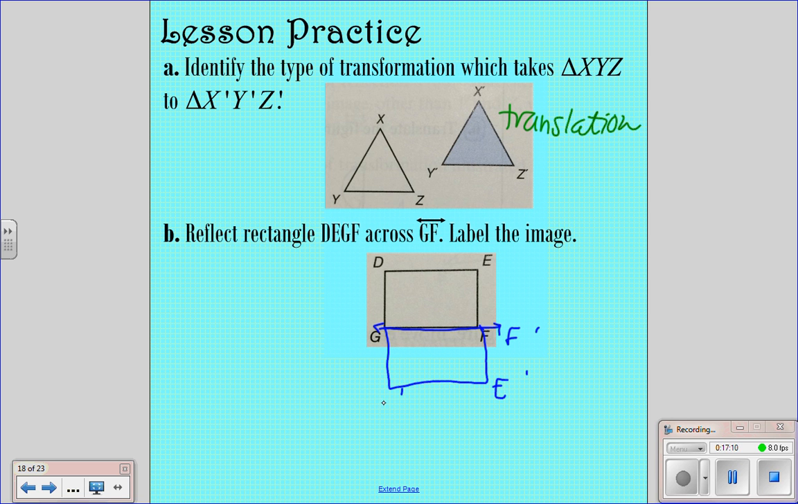That would be T prime, and then G prime would be up here. And it says to label the image. Even if it doesn't say to label the image, you do need to make sure that you actually label it, and you need to make sure you include the little primes on your letters.